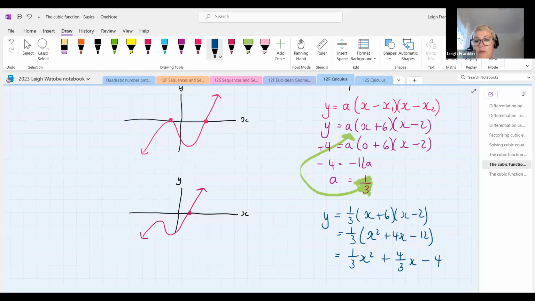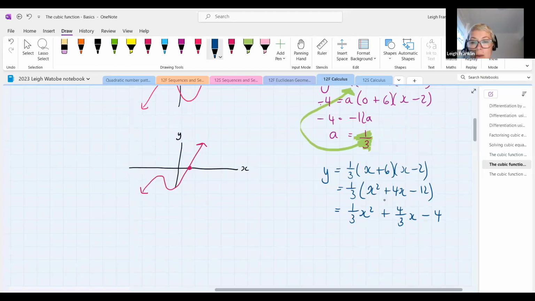Okay, so what we've done in this situation, we found the equation of the parabola.